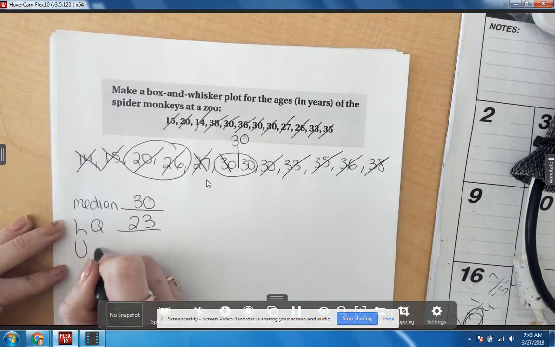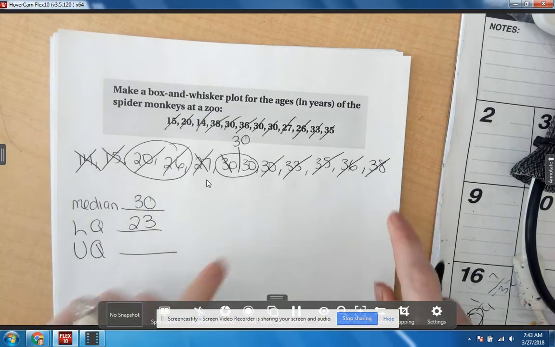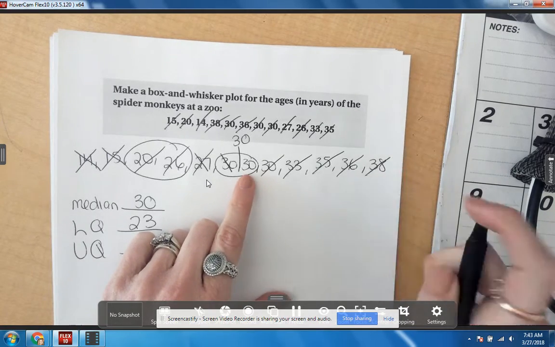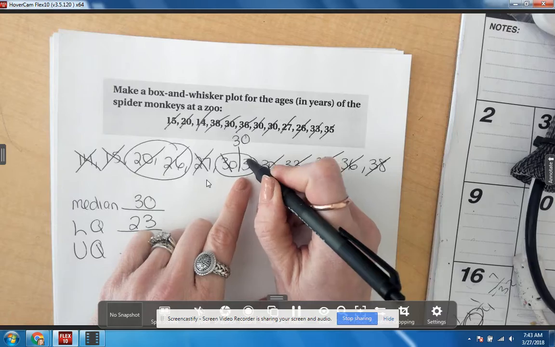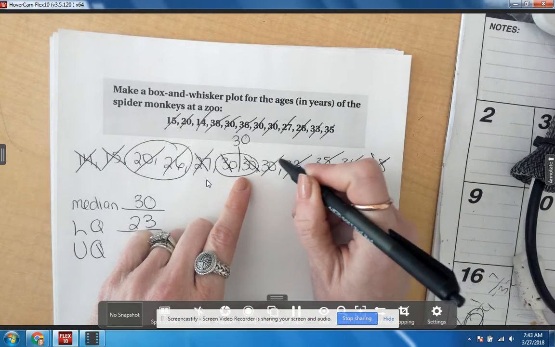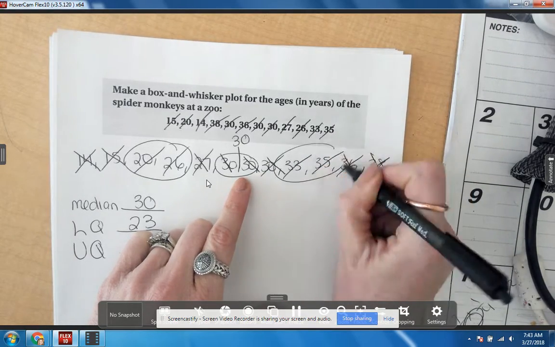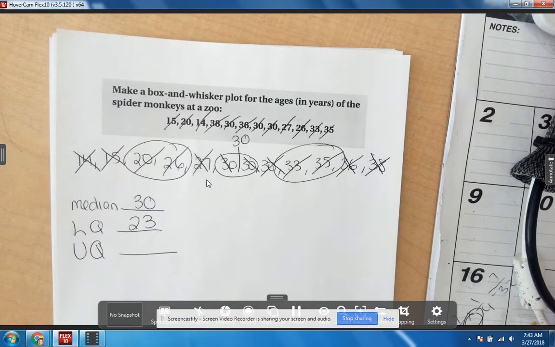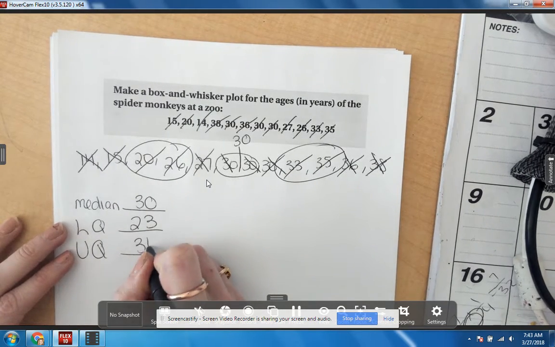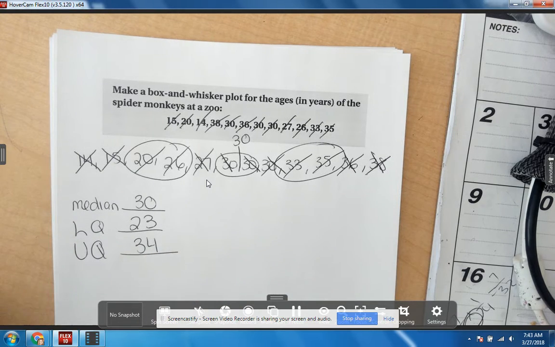Okay, now I need my upper quartile, which is the median to the right. So I'm going to cross out left and right, starting with this one. So cross out, cross out, cross out, cross out. I have 2 in the middle. This one's a little bit easier. Right in the middle of 33 and 35 would be 34. If you weren't sure, though, you add them up and divide by 2, and you would get the same thing.